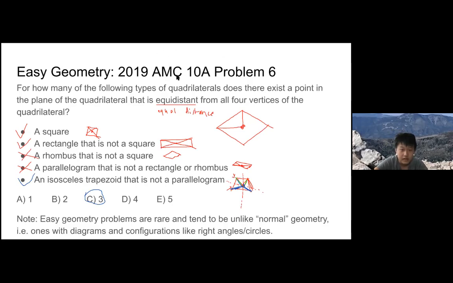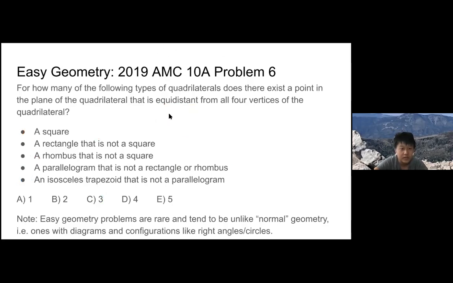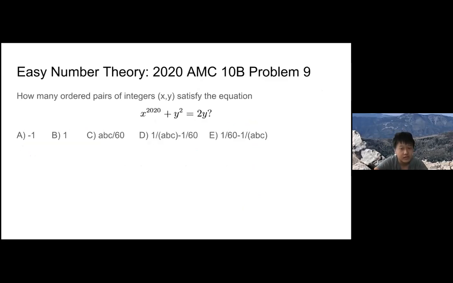Okay, move on to the easy number theory. How many ordered pairs of integers satisfy this equation? Oh boy, I believe the answer choices were 0, 1, 2, 4, and infinitely many, if I remember correctly.